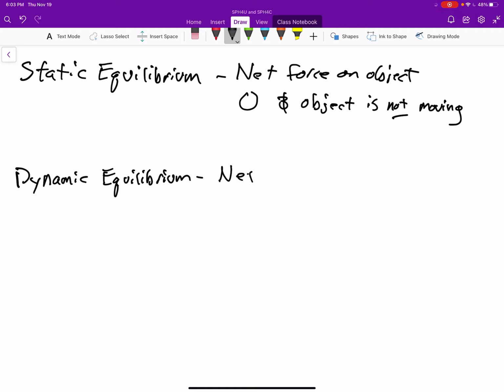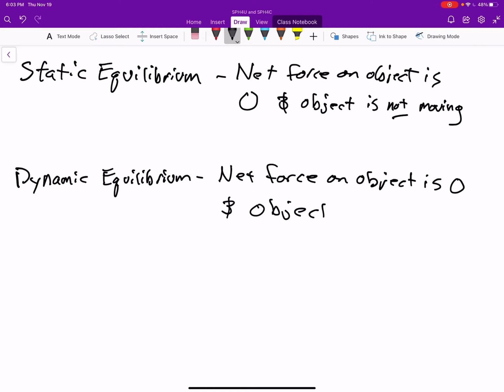The net force on the object is 0. So the acceleration is also 0, right? And the object is moving. So that seems very counterintuitive. If there's no net force acting on the object, then how can it still be moving?